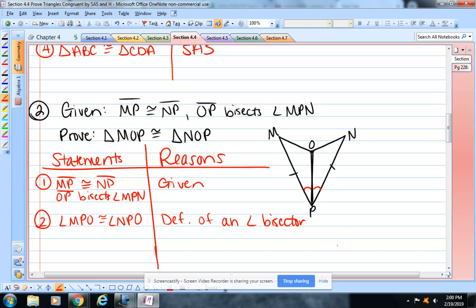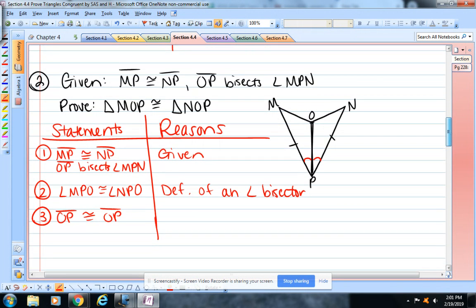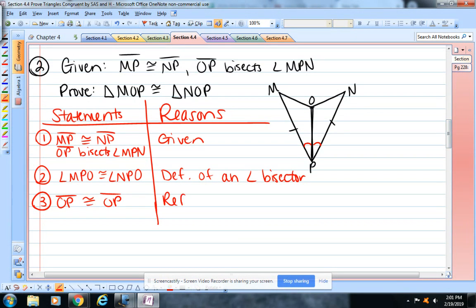Say it again. Can't say anything about those, because it said it bisected this angle, it didn't say it bisected that angle. Segment OP is congruent to itself. Segment OP is congruent to itself because of why? Reflexive property, very good.